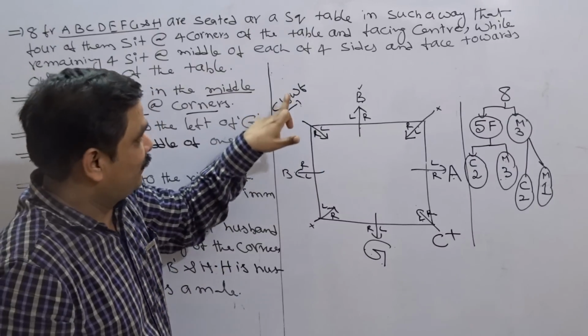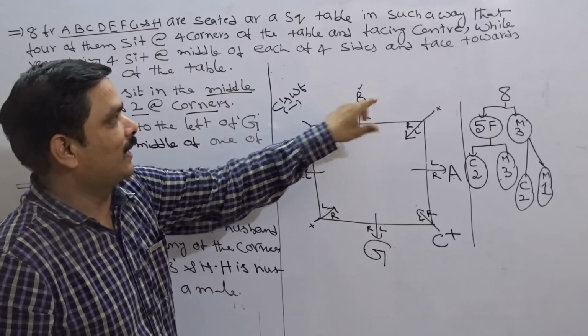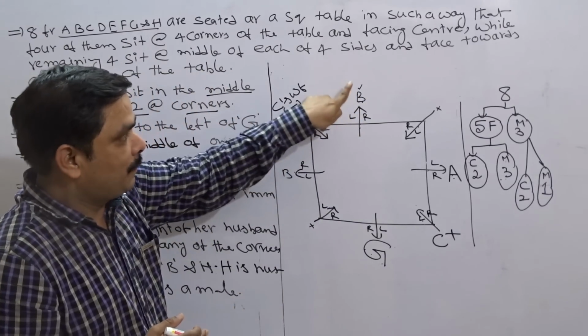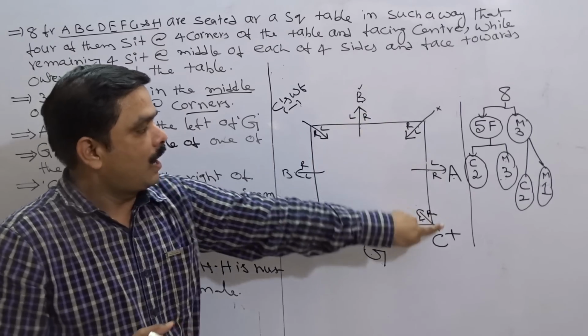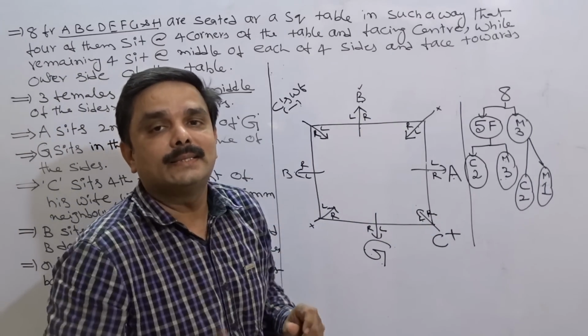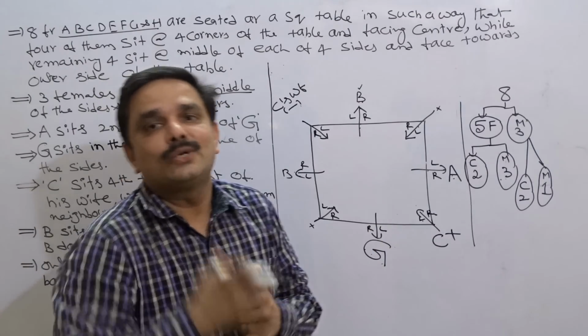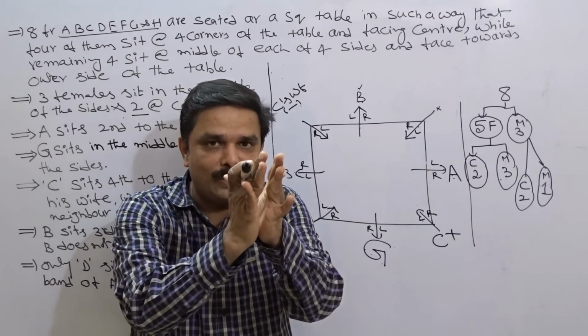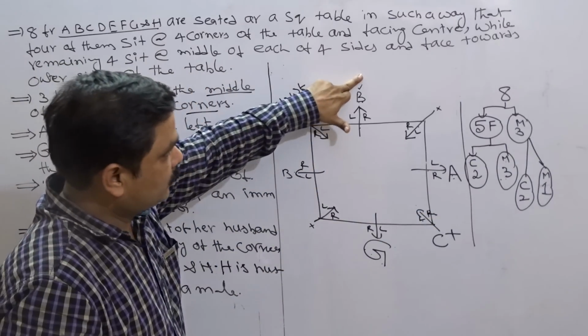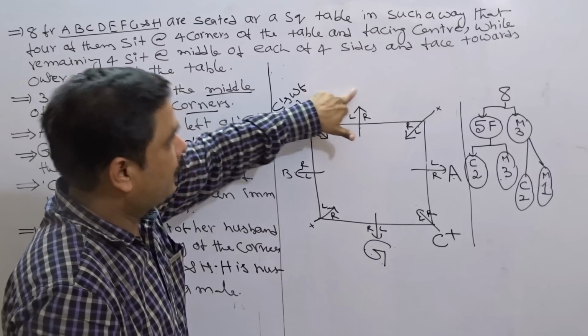What does it mean? When C's wife is here, I cannot consider B as C's wife. If I want to keep B here, B must be third to the right of her husband. So I cannot take C as B's husband. To make you understand, I am giving it in a very crystal clear manner. So clearly I can say this place is not suitable for B.